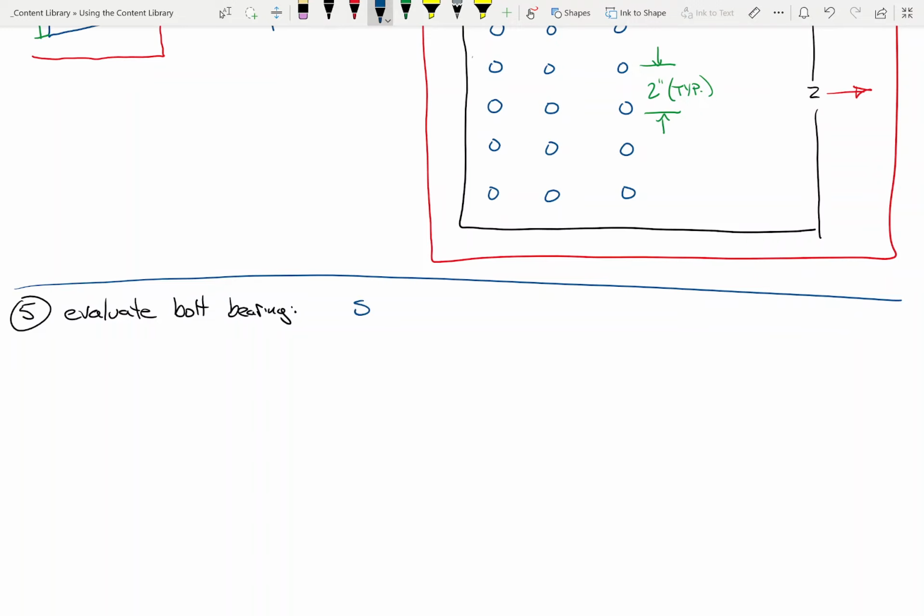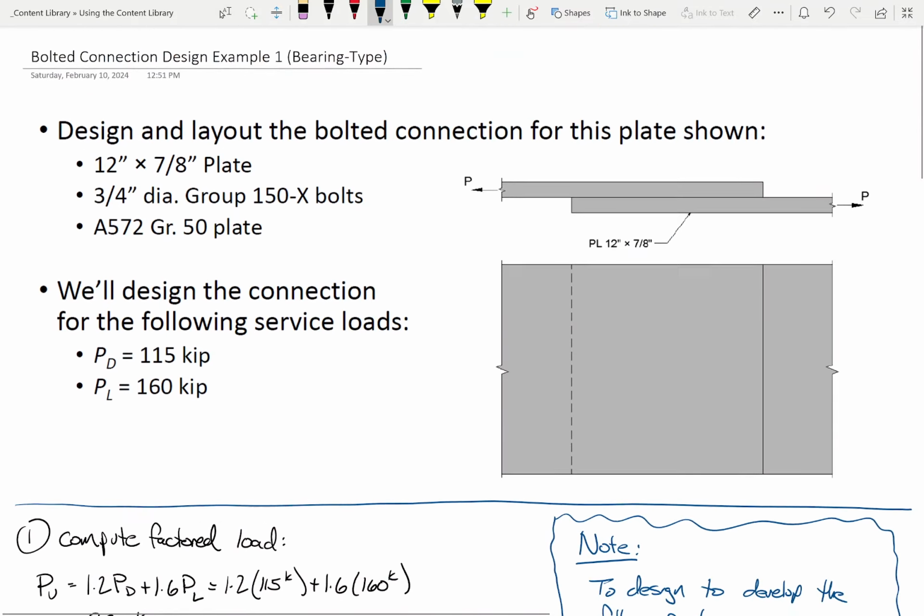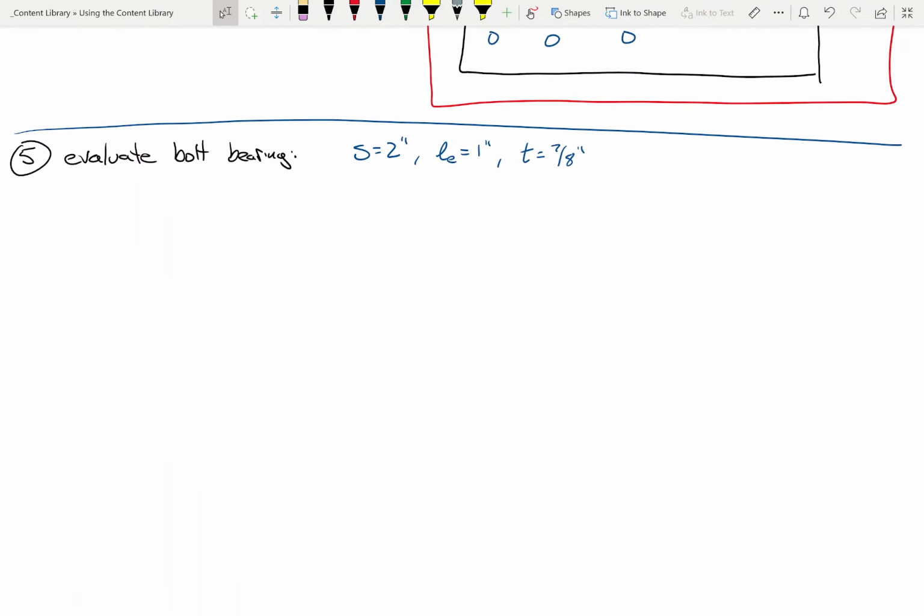Here's what I mean. We have an S of 2 inches, an LE of 1 inch. We have a plate thickness of 7/8, and that came from the problem definition, because up here we have a plate of 7/8 of an inch thick. We've got a bolt diameter of 3/4 of an inch. So therefore, the hole diameter is what? Not 15, 13. You're on the right track that you're adding a 16th, not an 8th. And we also know that FU in this case is 65 KSI because it's A572 grade 50.